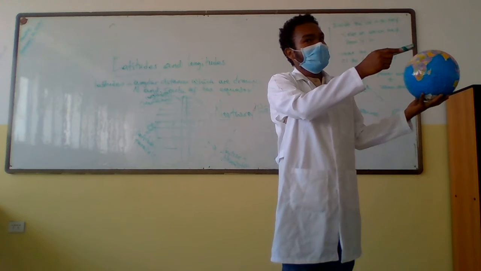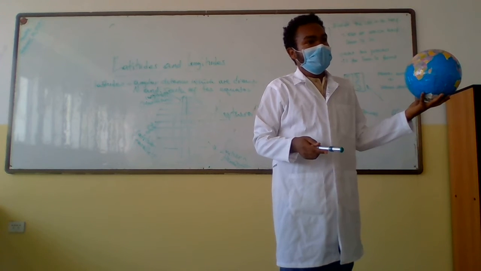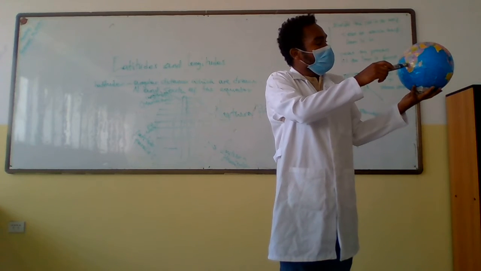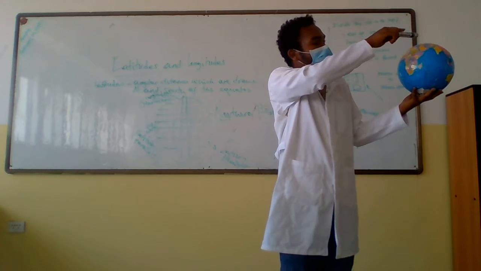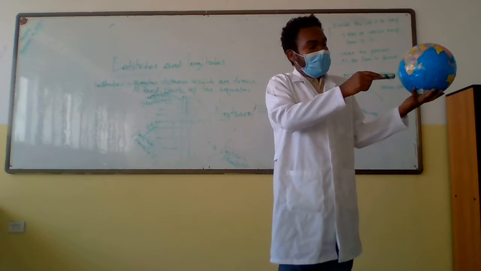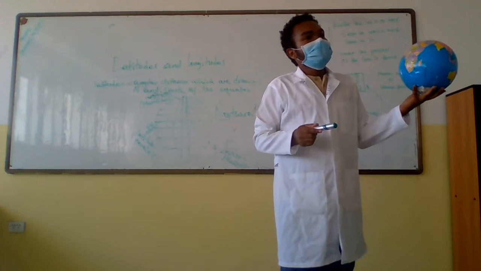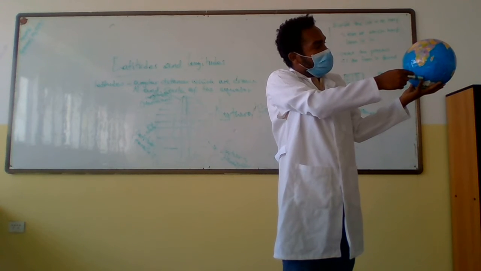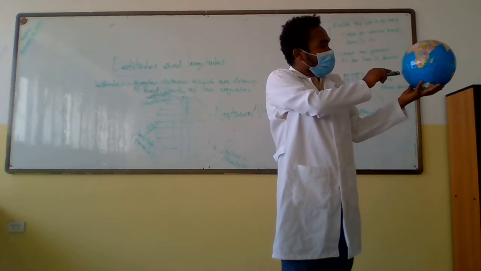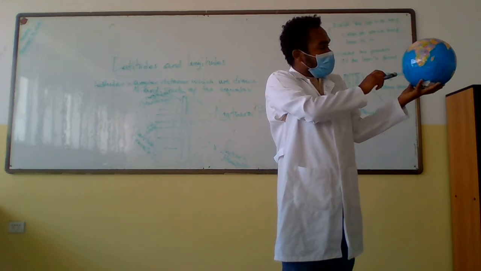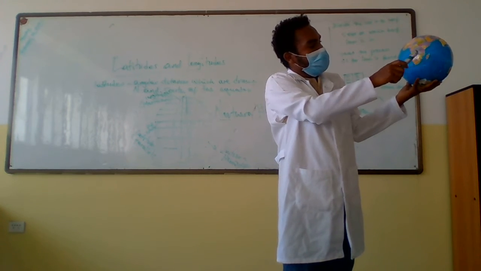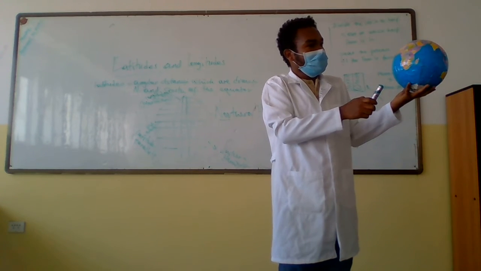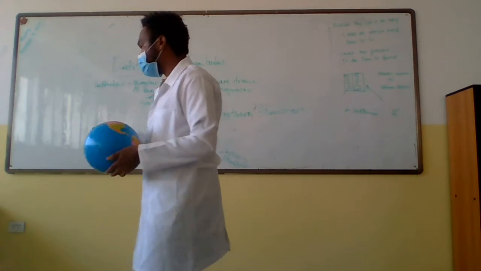In the previous lesson, if you remember, Africa is the second largest continent. At the same time, the prime meridian and the equator pass through Africa. Here is the prime meridian that bisects Africa, and here the equator also passes through Africa.